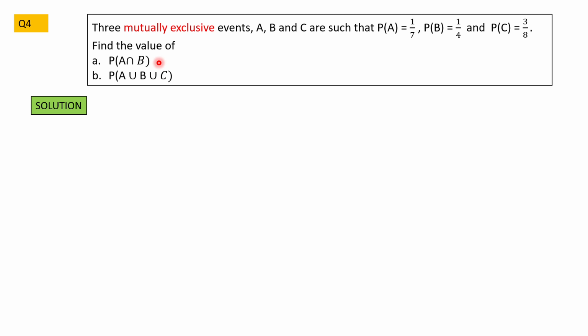It is stated that the given three events are mutually exclusive. So what is mutually exclusive? The events cannot happen together. That means there will be no intersection between the sets. Therefore, the first answer will be 0. Means probability of the intersection between event A and B equals 0.